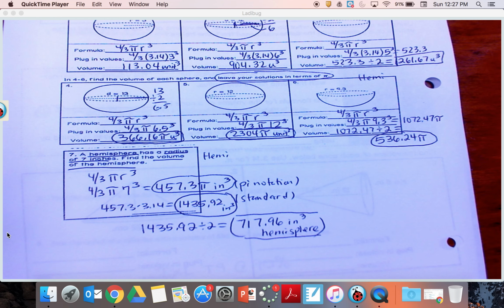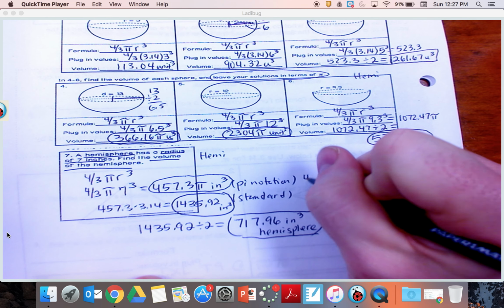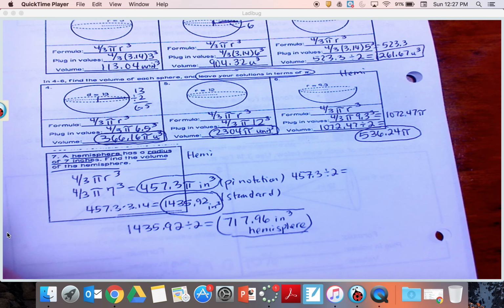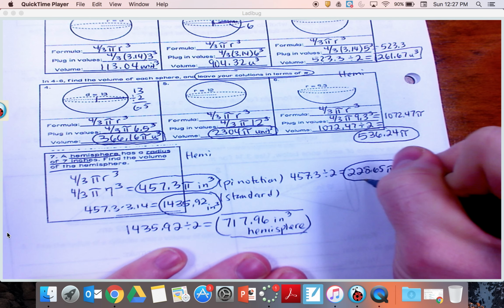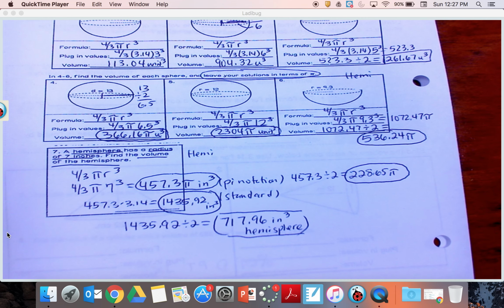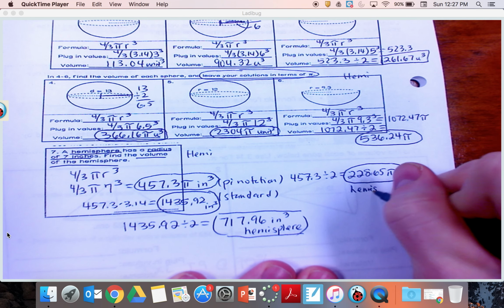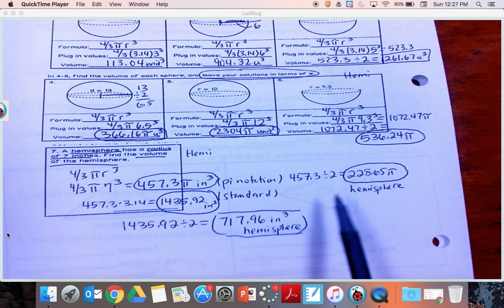If I remember at the very end, I got to divide that by 2. If I divide this one by 2 again, I take the 457.3, divide it by 2. I get 228.65 pi, and there it is for the hemisphere, and that's what I wanted in this one. So this was the hemisphere as well. So just to kind of recap what I did there, I treated it as if it was a sphere, and then at the very end I had to take half of it because we wanted a hemisphere.